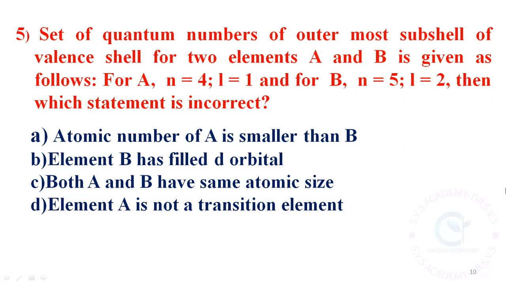The second statement: element B has a filled d orbital. As L is equal to 2, there is a presence of d orbital, and it is possible for it to be a filled orbital. So the second statement is also correct. The third statement seems to be incorrect because A and B will not have the same atomic size. Due to different atomic numbers, they have different atomic sizes, although the option says they have the same atomic size. That's why option C is the correct answer.